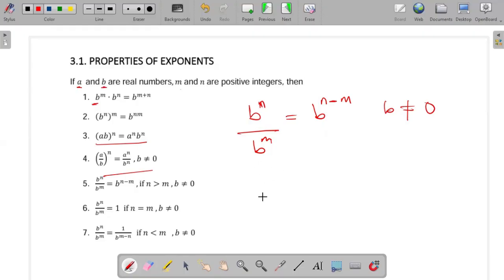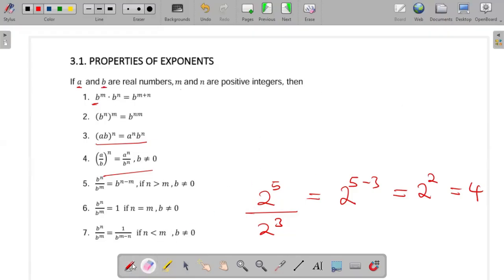Let's say we have 2 to the power 5 divided by 2 to the power 3. So this here just means you keep the base, which is 2, then you get what is in the numerator, which is 5, then you subtract what is in the denominator, which is 3. And this here is going to give us 2 to the power 2, like that. And 2 to the power 2 is just 4. Okay, so we can also check that this is true.